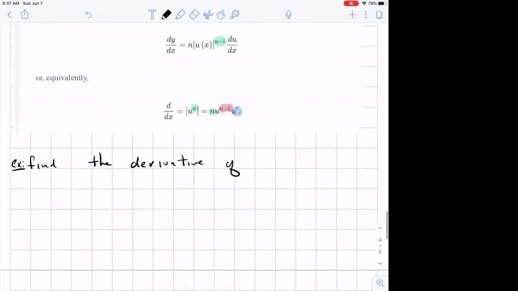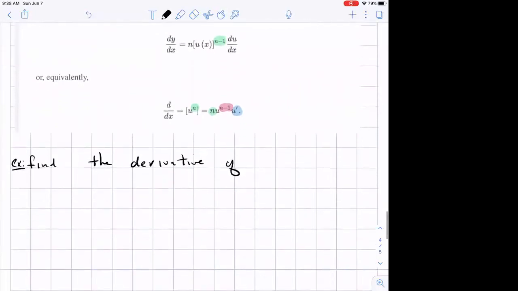Example: find the derivative of y equals the square root of 3x squared minus x plus 1. Remember, derivative deals with powers, so please rewrite this first using powers. Try to see if you can find dy dx. See if you can try it on your own. Take 2 minutes and try this.